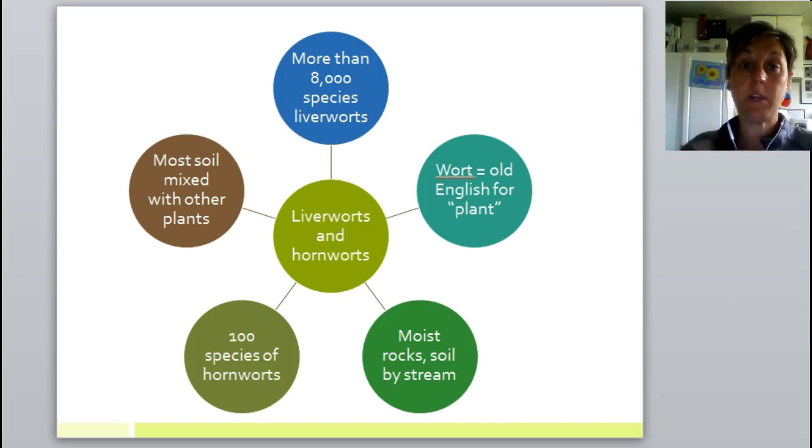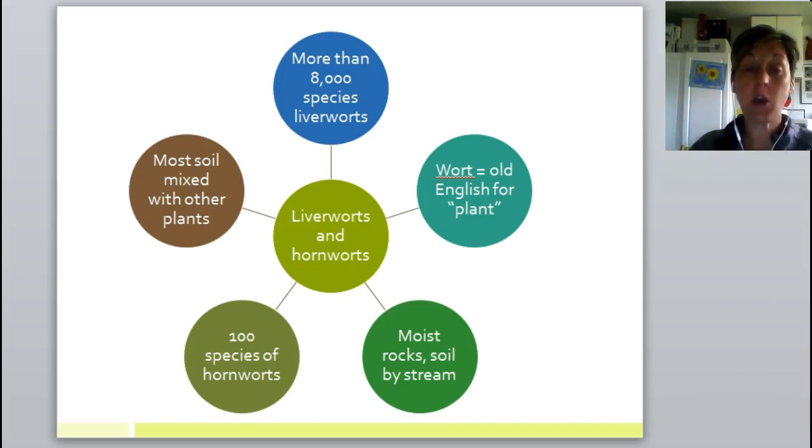Liverworts and hornworts might be plants that you're not too familiar with. There are more than 8,000 species of liverworts. Wort is an old English term for plant. Liverworts and hornworts also grow on rocks and soils. Because they're non-vascular, they have to absorb the water, so they're usually in an area where there is water, like a stream or a lake. There are only about 100 species of hornworts, and oftentimes they're very hard to find because they get mixed in with other plant life. So you don't always see them.